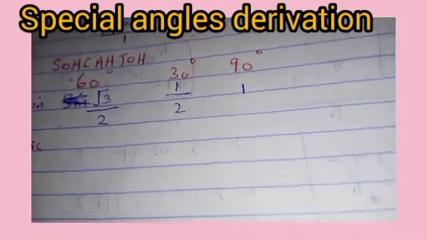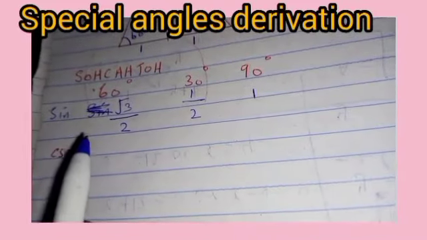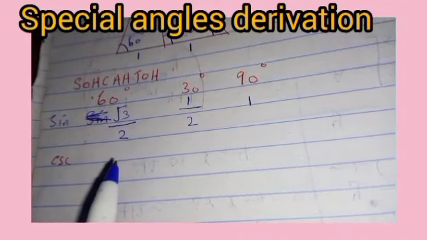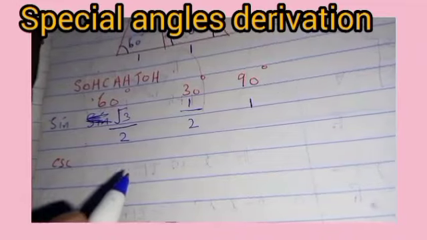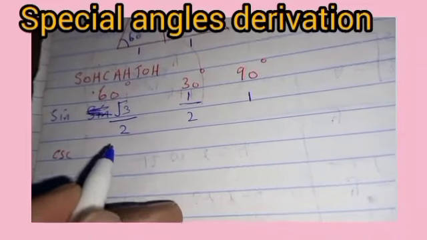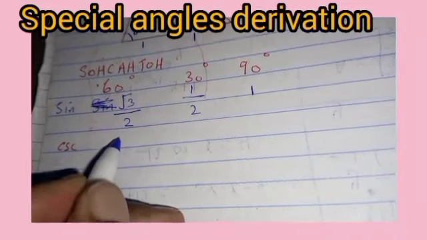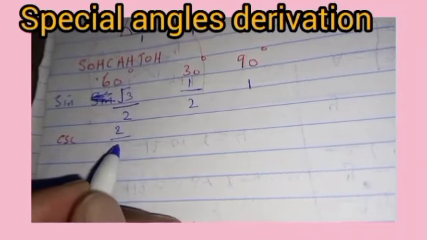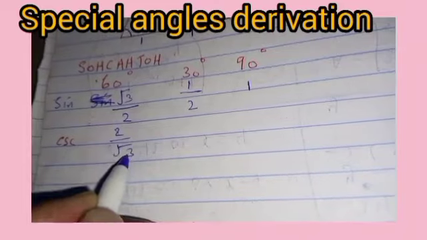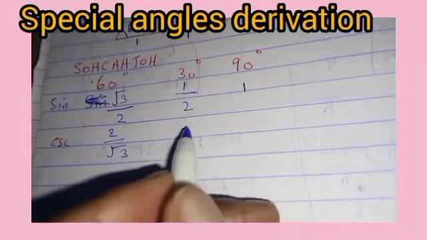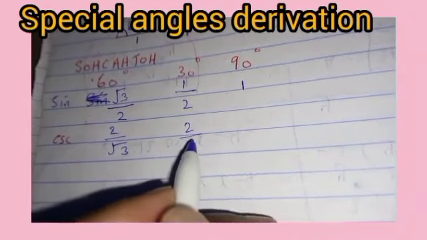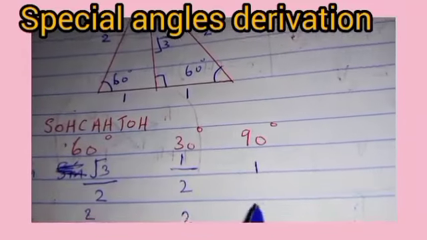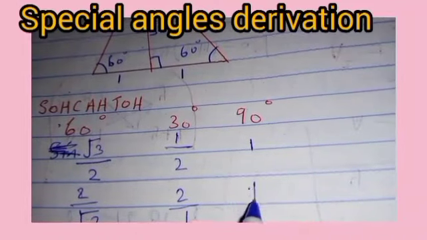Then the reciprocal of sine is called cosec, and it is given by hypotenuse over opposite. So cosec of 60 is 2 over root 3. Cosec of 30 is 2 over 1. This other one here will give you 1.